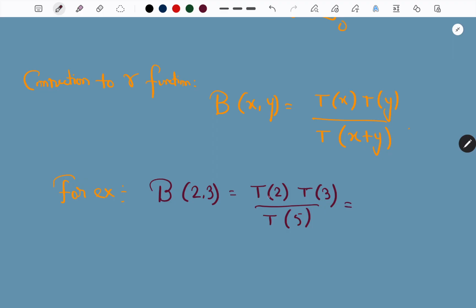So now how do you calculate gamma of 2? It will be 1 factorial, gamma of 3 will be 2 factorial, and gamma of 5 will be 4 factorial. So this will be 1 into 2 divided by 24, that is equal to 1 by 12.